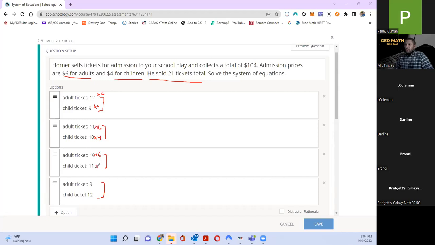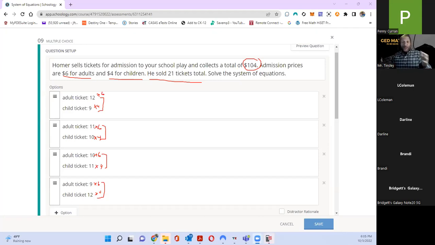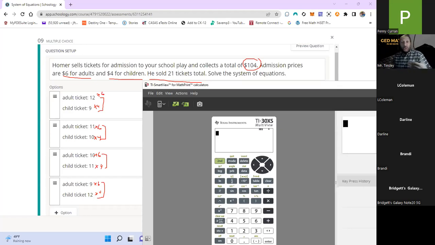Why? Because adult tickets are $6 and children are $4. Now, we want the total to be 104. So we just grab our calculator. Let me open my calculator. I've got so many things open. All we're going to do is try each of the multiple choice options until the total is 104. All that solving algebraically, we won't have to do. This is a practice test in Schoology. I have it both ways, where you have to solve the system of equations and multiple choice, so you can get used to both.